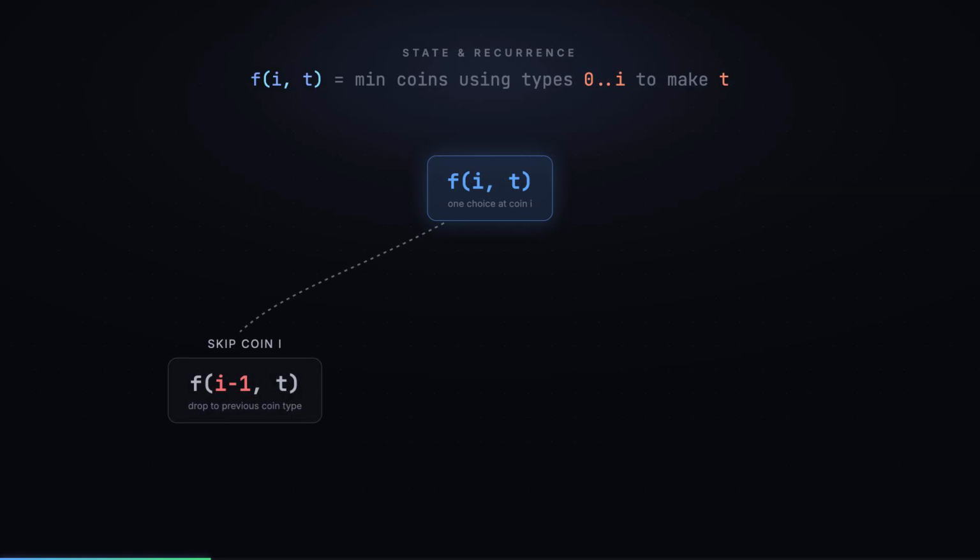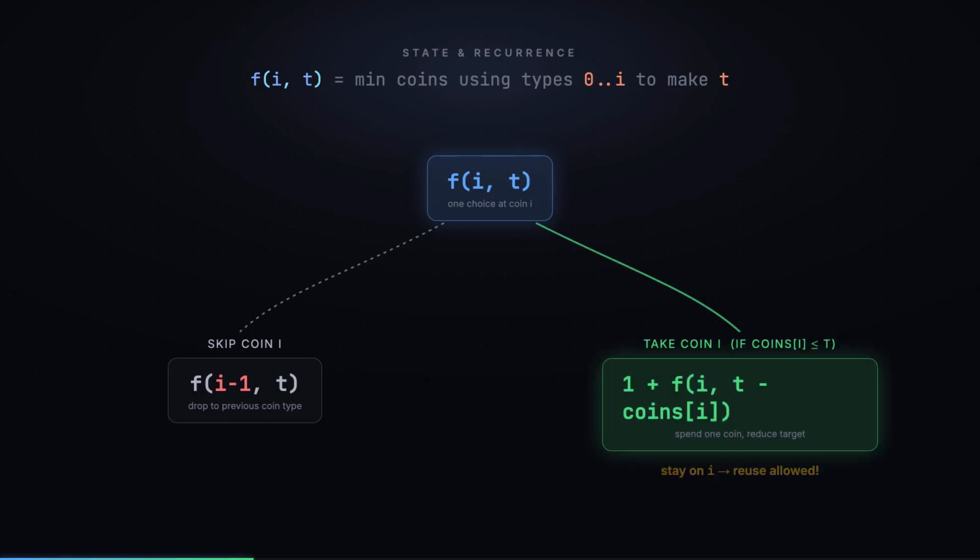If we skip coin I, the answer falls back to the previous coin type, f of I minus 1, t. Same target, one fewer denomination to work with. If we take coin I, and we only can when its value is at most t, we spend one coin and reduce the target by its value. But what's the index? We recurse into f of I, not f of I minus 1. We stay on the same coin because we are allowed to use it again.